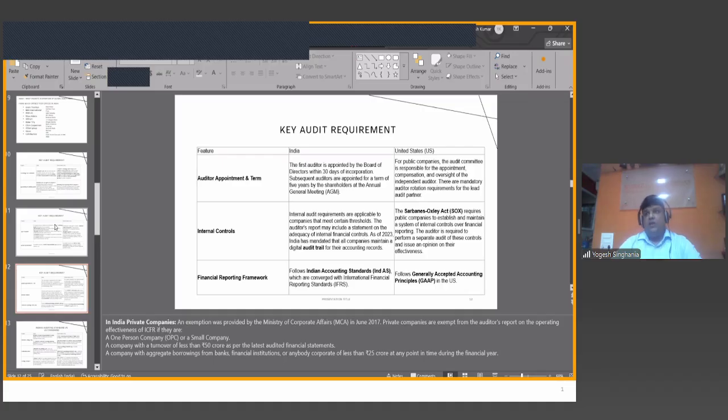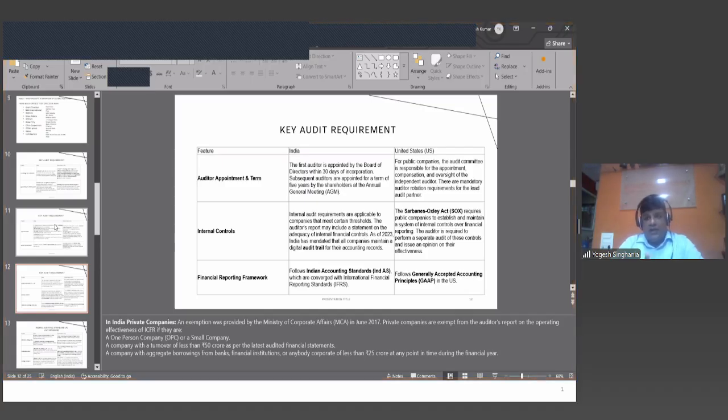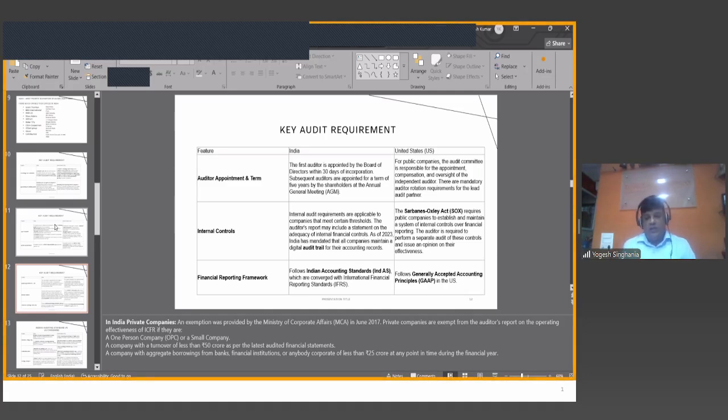Internal controls. Earlier in India, there was no separate reporting on internal control. It was part of the statutory audit itself. But now the Companies Act has made it mandatory for the auditor to report on internal control, and an attestation is to be made by the CFO or CEO of the company that all the controls related to financial reporting are designed properly as well as operating effectively during the year. That requirement has come recently. There is a threshold above which it is applicable for both private and public companies.